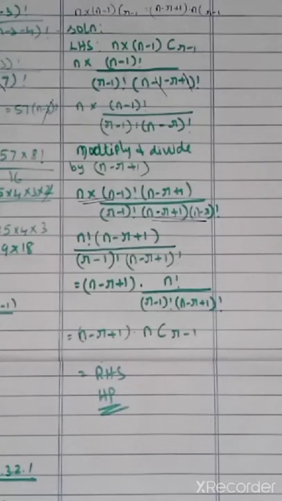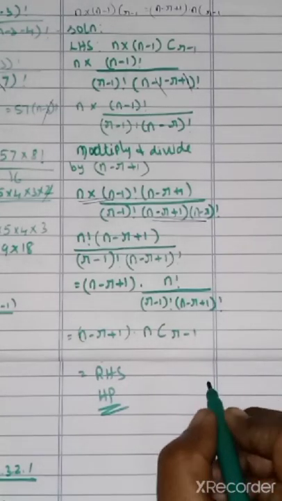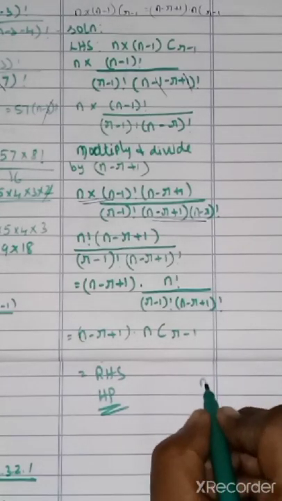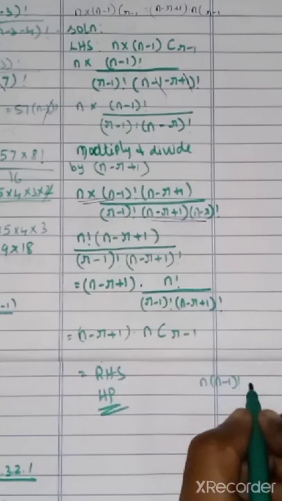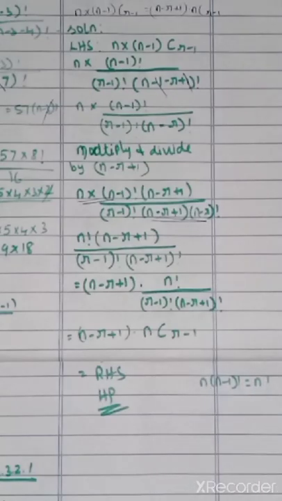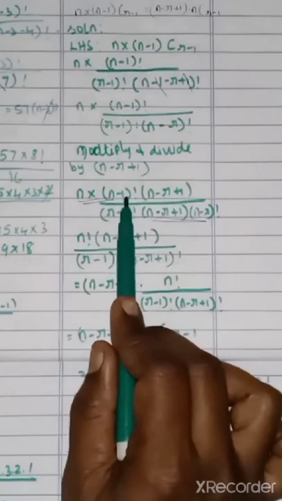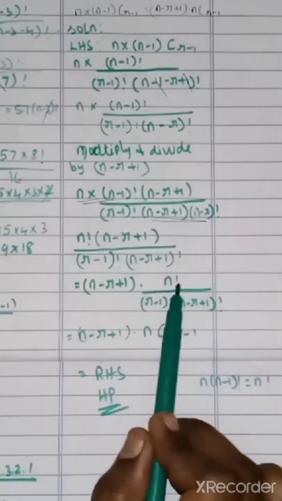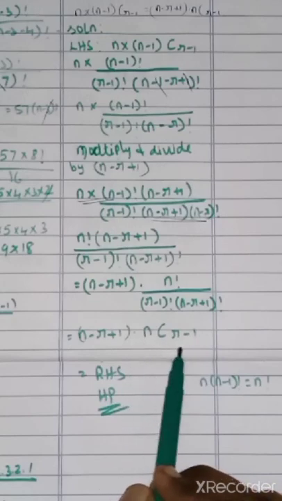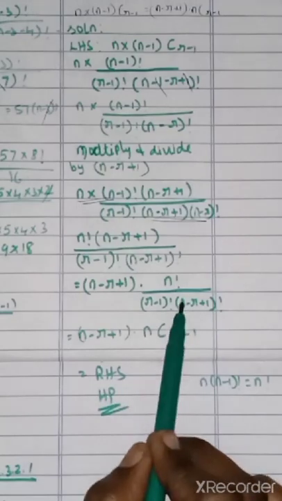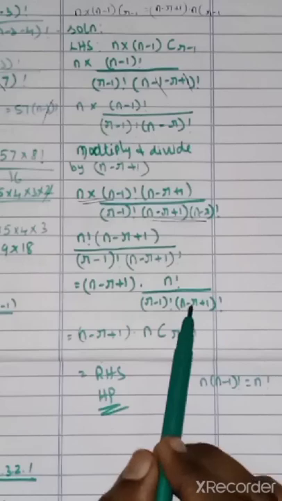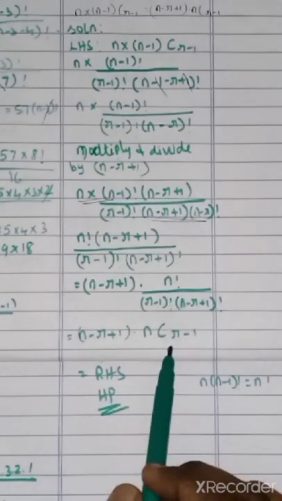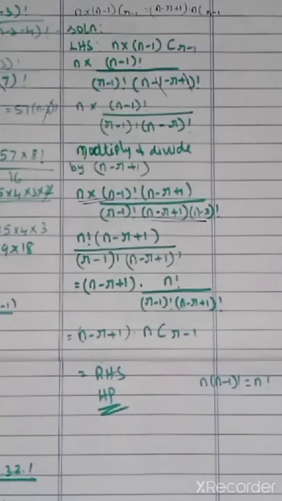So here you have to keep two properties in your mind. The first property is the bigger number: n into (n minus 1) factorial is equal to the bigger number factorial. That we apply after this step. Next, instead of this we write nC(r minus 1), because nC(r minus 1) and this are one and the same using the formula.